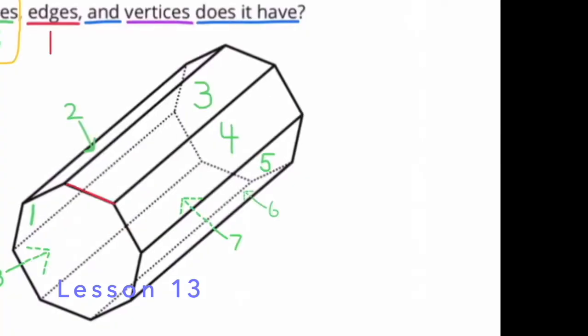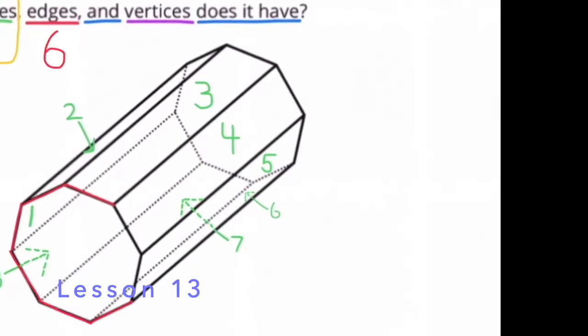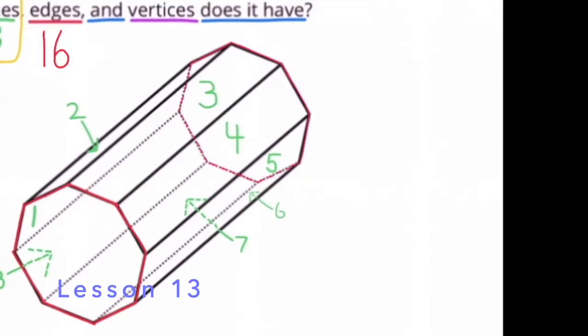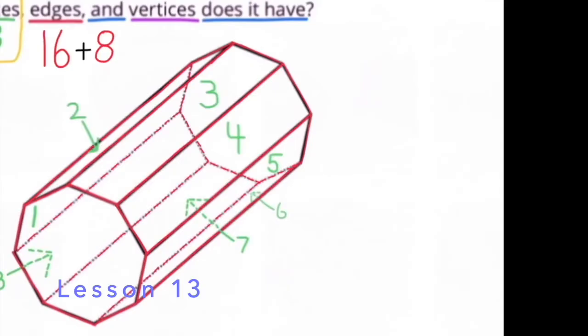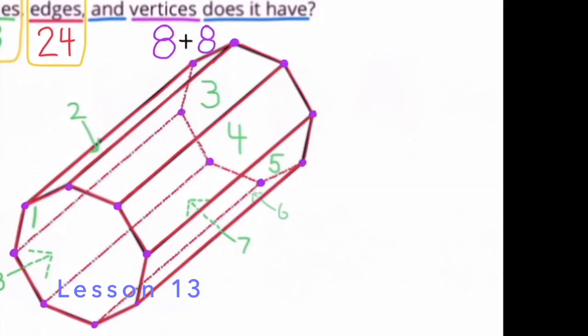Now the edges. 1, 2, 3, 4, 5, 6, 7, 8. So there's 8 edges on base 1 and 8 edges on base 2 for a total of 16 edges on the bases. Plus there's another 8 edges that run between each of the 8 faces. So there's a total of 24 edges. Now let's count the vertices. There's a total of 8 vertices on base 1 and a total of 8 vertices on base 2 for a total of 16 vertices altogether.